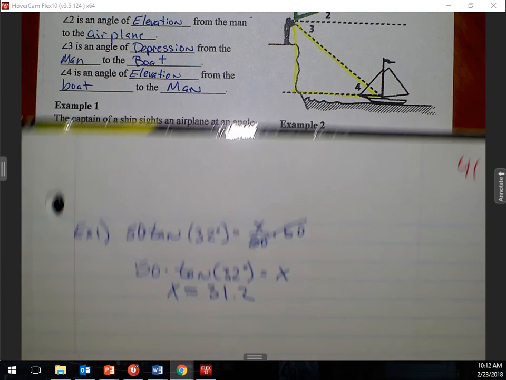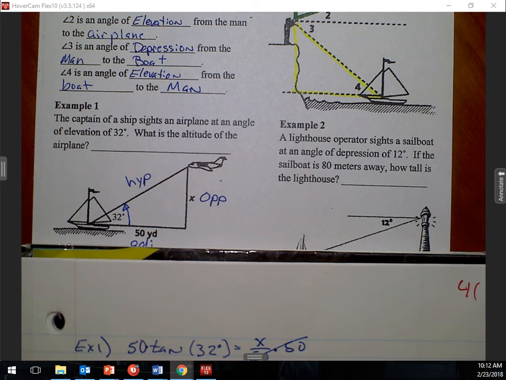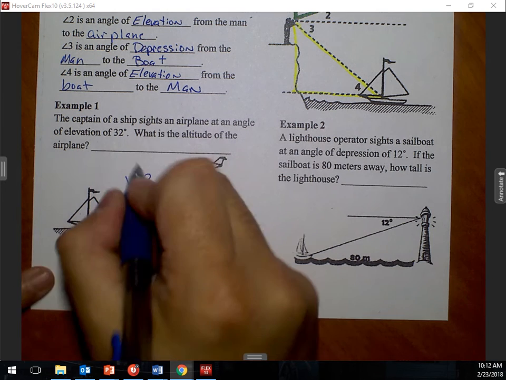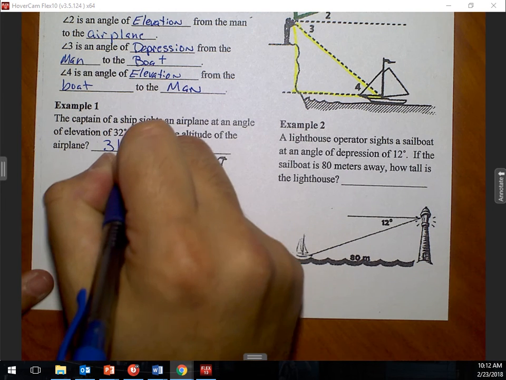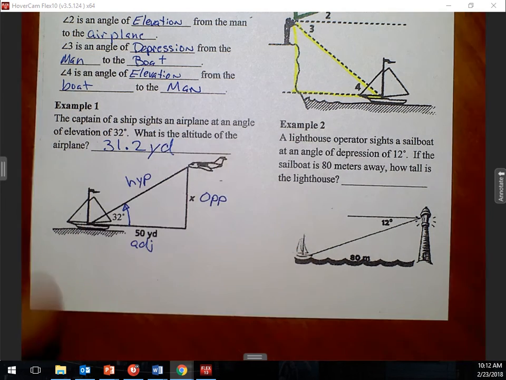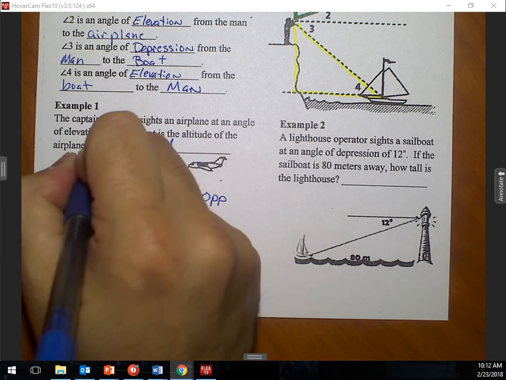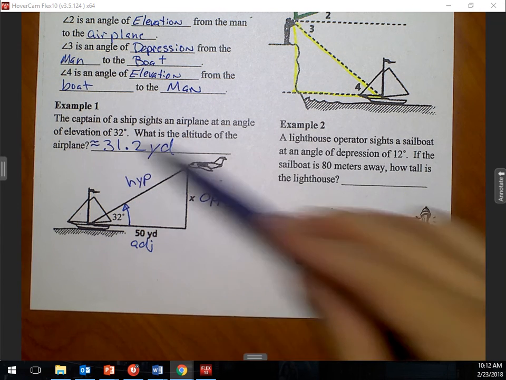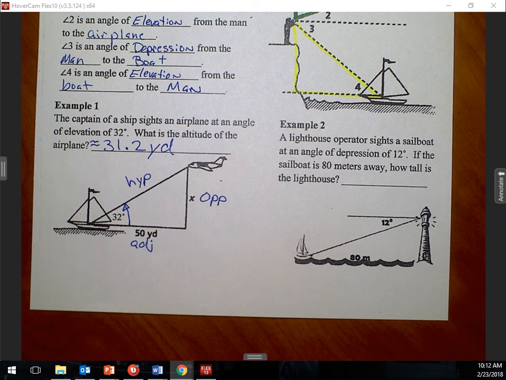What are my units here? Yards. Very good. So what's the altitude of the airplane? It's going to be about 31.2 yards. Okay. Does that make sense? Yep. Yes, it's a very low flying airplane, right? So 31 yards, that's really not much. If you think about it on a football field, it's not very far. So the airplane is pretty low.